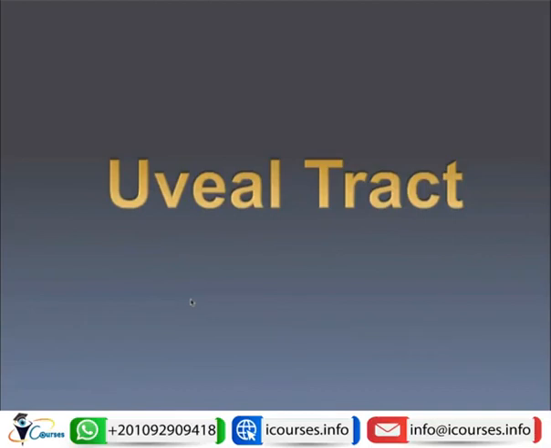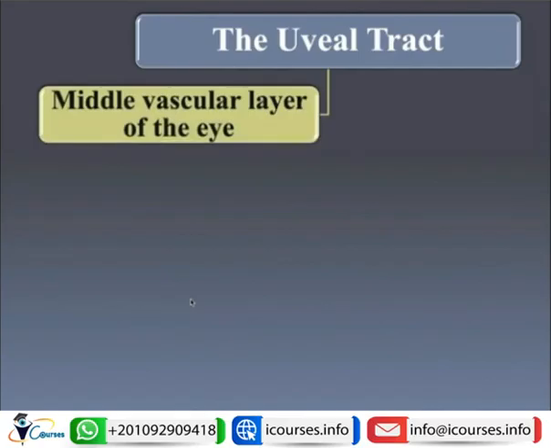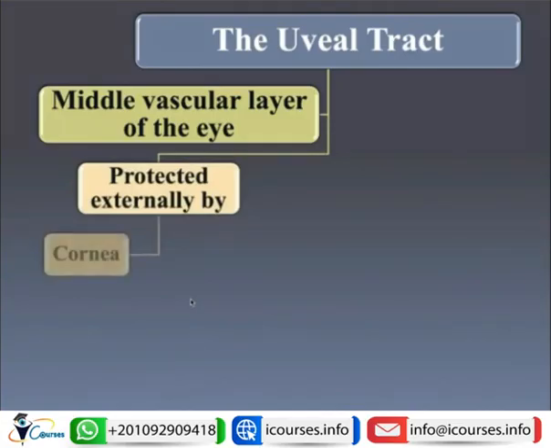Now we come to the final part, which is the uveal tract. So what is the uveal tract? The uveal tract, as we said in the first part of the lecture, is the middle vascular layer of the eye. So it is mainly responsible for nutrition of the eye by providing blood supply and the nutrients. And it is protected externally by the outer fibrous layer formed by the cornea and sclera, as we mentioned.